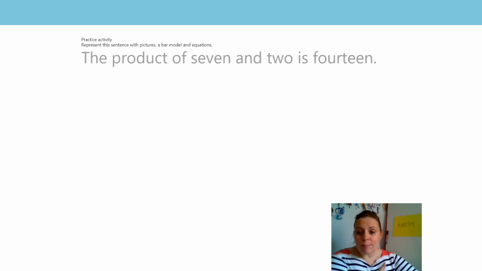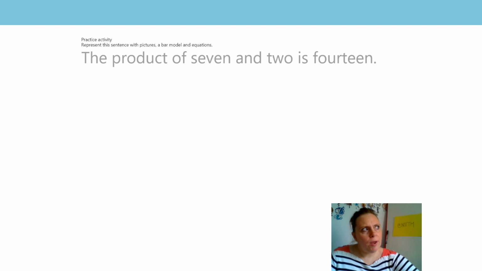Yes, this was our problem yesterday that I left you with. You had to represent this sentence with pictures, maybe a bar model, but most importantly, you had to write the equations. Let me just read the sentence to you. The product of 7 and 2 is 14. Go on, say it with me. The product of 7 and 2 is 14. What's the product? Yeah, it's 14. What are my two factors? Yeah, 7 and 2.